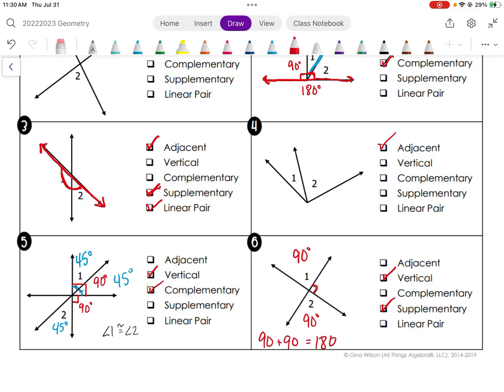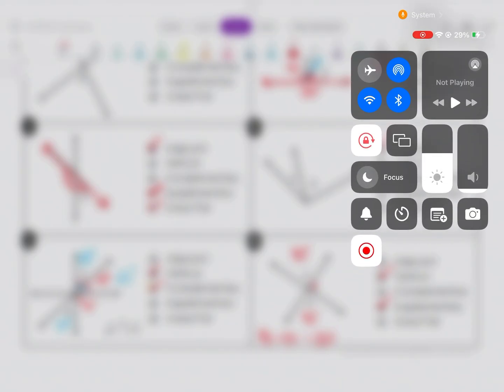So hopefully you guys are doing okay with this. We will keep practicing these words because, again, these are things we're going to use all year long, okay? All these vocab words. So make sure you go back and do part 2 as well.